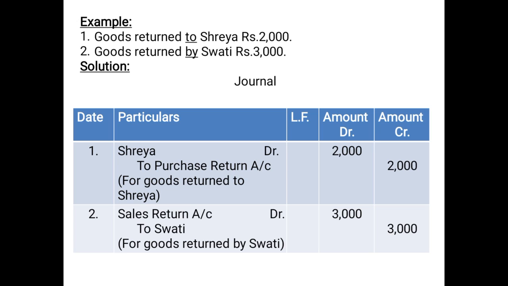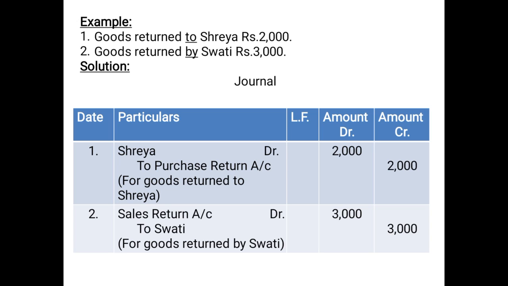So what will be the entry framed? Shreya debited 2000, to purchase return account 2000. Shreya debited 2000 in the debit column in front of Shreya, and to purchase return account credited 2000 in the credit column in front of purchase return account. What can be the narration for goods returned to Shreya?